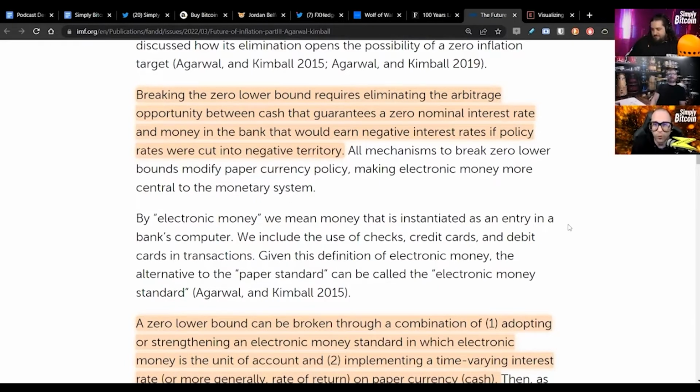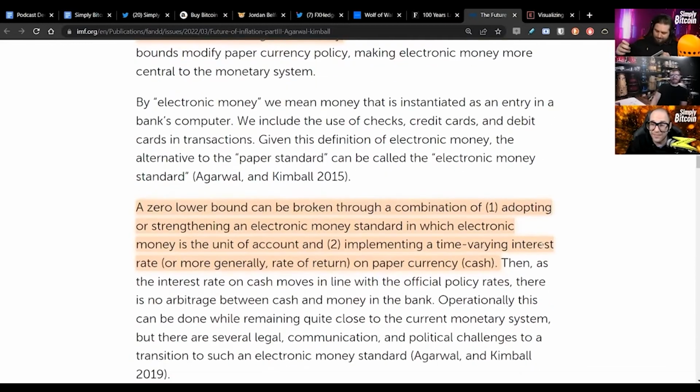Breaking the zero lower bound requires eliminating the arbitrage opportunity between cash that guarantees a zero nominal interest rate and money in the bank that would earn negative interest rates if policy rates were cut into negative territory. That's right. They're going to try to convince us to steal from ourselves. This is psychotic and fantastic.